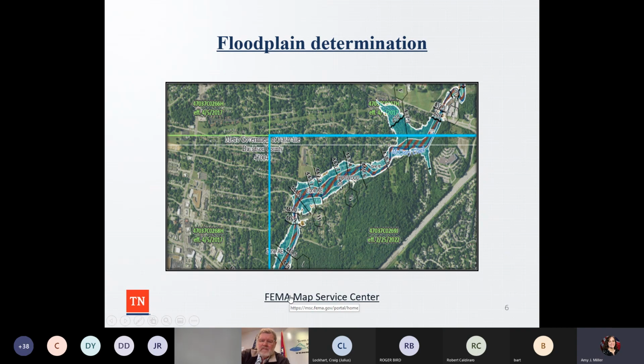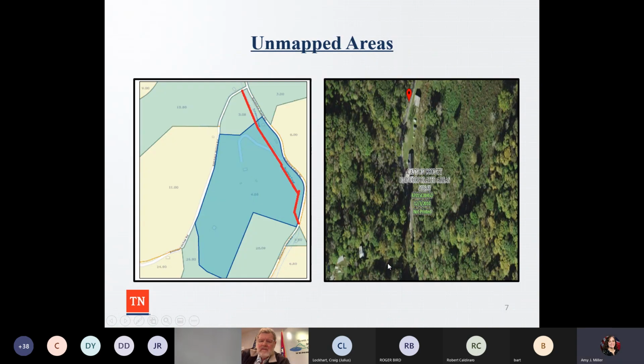And then down here on the bottom is the FEMA Map Service Center website. When you look at this presentation later, after it's sent to you, there are what I call live links where you can click on some of this information and get exactly where you need to go. So this is an example.